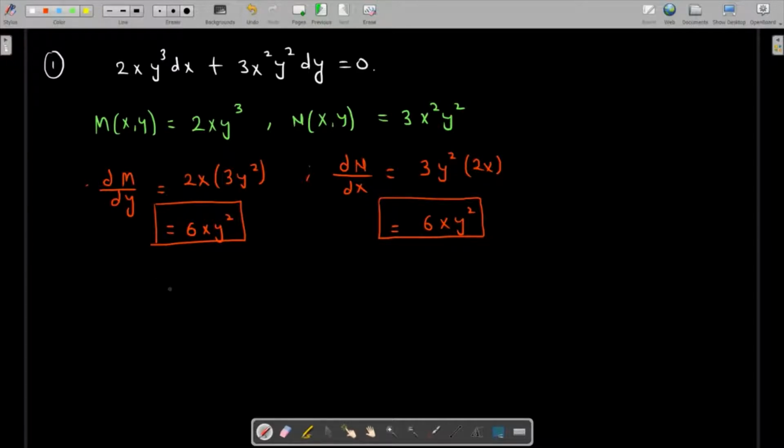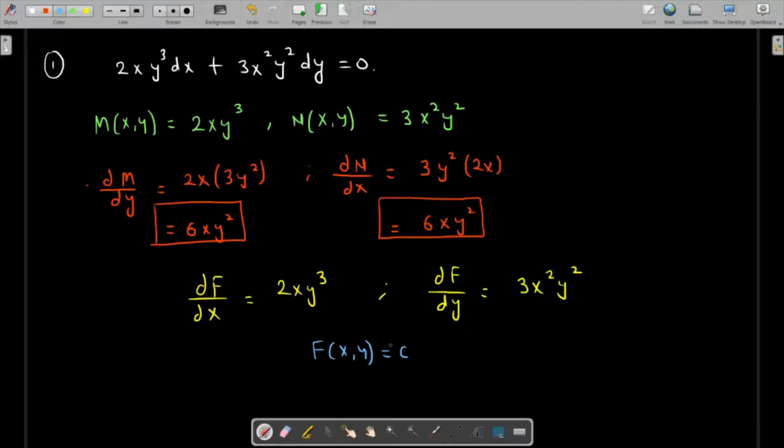So if this is an exact differential equation, we have to find a function f such that its derivative with respect to x is equal to the one which is associated with dx, that is equal to M. So df over dx must be equal to M, which is 2xy cubed, and df over dy must be equal to N, which is 3x squared y squared. So using these two equations, we got to find the function f, and once we find that function f, the solution will come in the form of f(x,y) is equal to c, where c is an arbitrary constant.